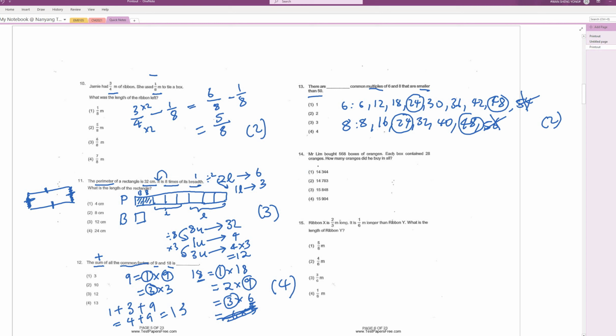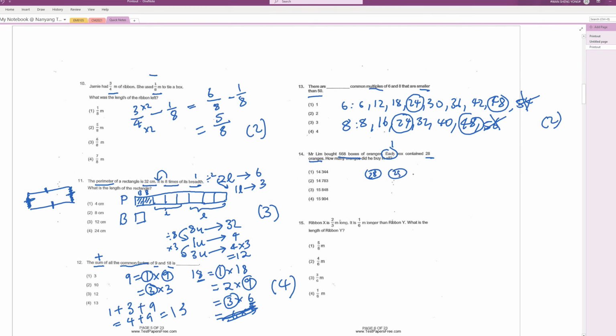Next question, question 14. Mr. Lim bought 568 boxes of oranges. Each box contained 28 oranges. How many oranges did he buy in all? So we have one box, we have 28. Why? Because each means 1. So one box contains 28.